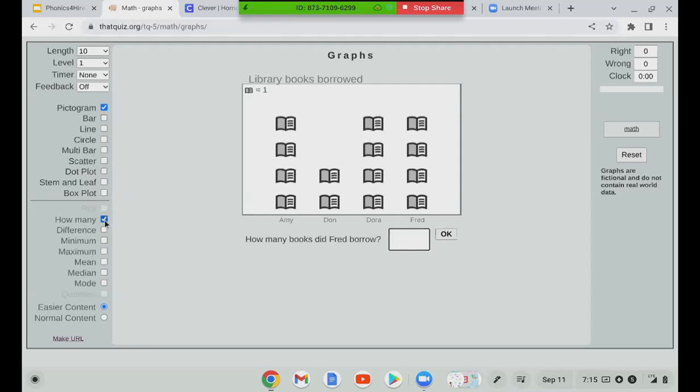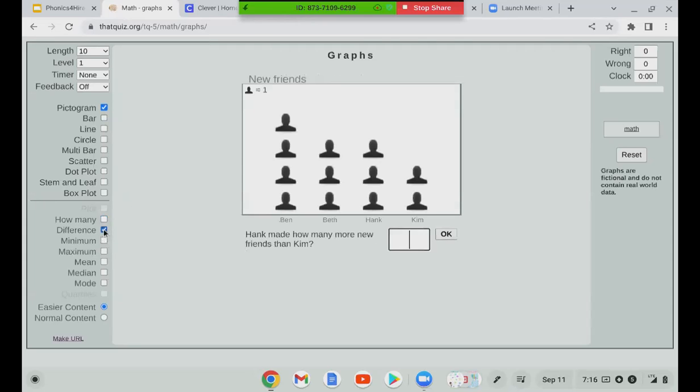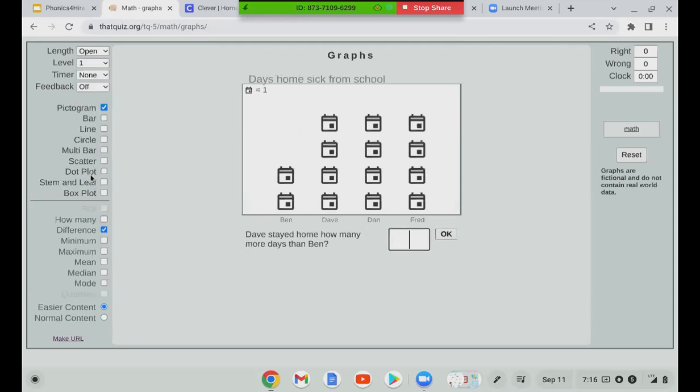The students did pretty good with how many. They can tell you which ones have the most, which is the maximum, and which ones have the least, or minimum. But where they're struggling is right here with difference. So I'm going to change the length right here to open.